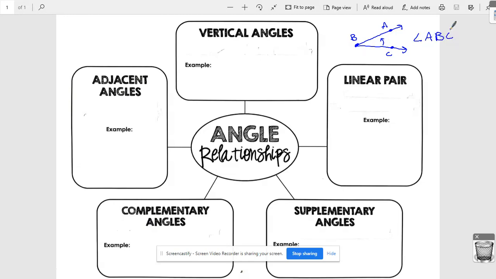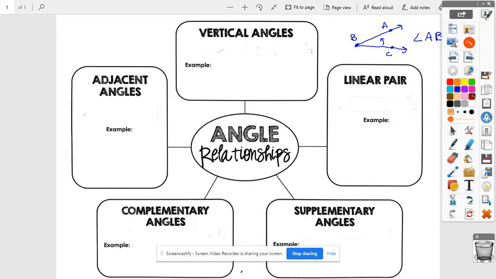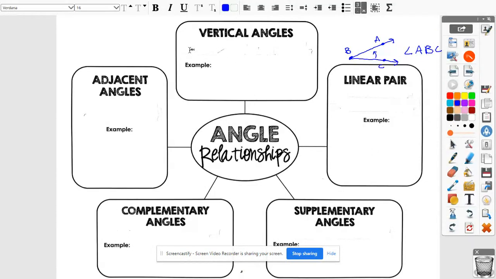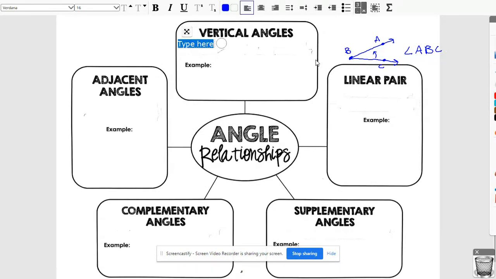So if we have two angles, we could say that two angles are related in certain ways if certain conditions are met. Here today we're going to learn about how to identify these kinds of angles and how to use the correct term to describe these angles. Our first relationship that we're going to talk about is vertical angles. Let's go ahead and get a definition first.